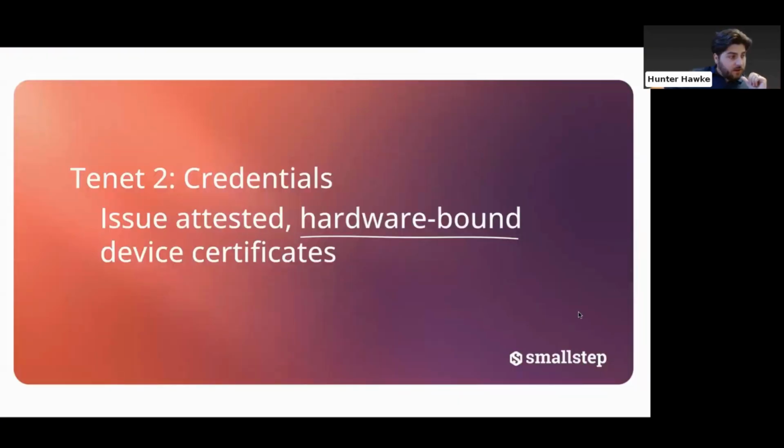Next up, Tenet 2 is credential issuance. The devices are in inventory. We know their EK pub keys. We can track them and we have communication down to them. At this point, it's a matter of getting certificates on the device, or authentication effectively to our networks and as additional factors.